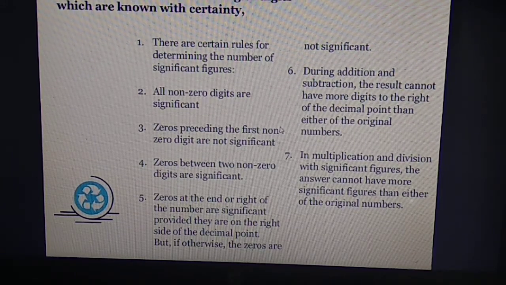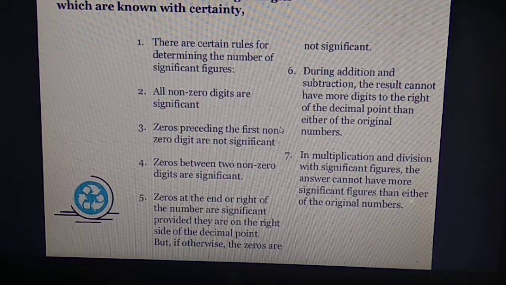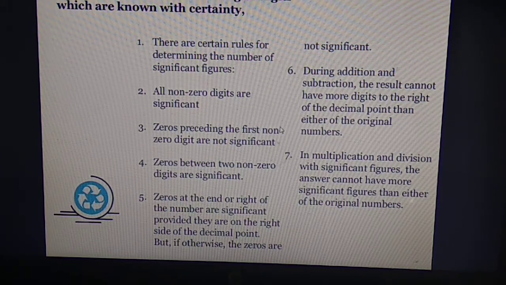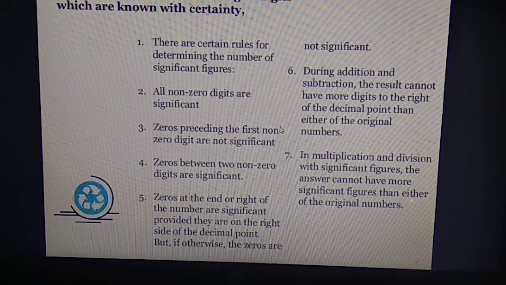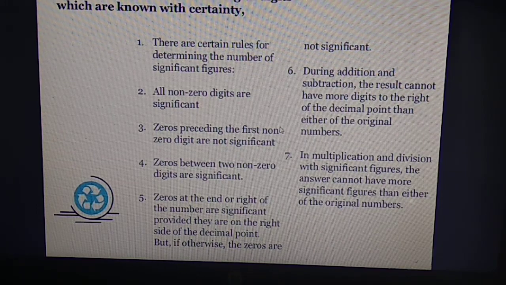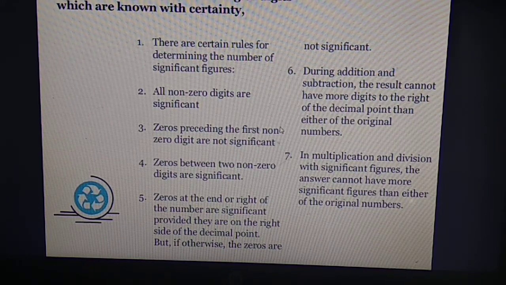Now, zeros between two non-zero digits are significant. If I tell you 2003, how many significant figures? There are 4 significant figures. My dear children, 2 and 3 are non-zero digits, and between 2 and 3 there are 2 zeros. These 2 zeros are significant. So in the number 2003, there are 4 significant figures.